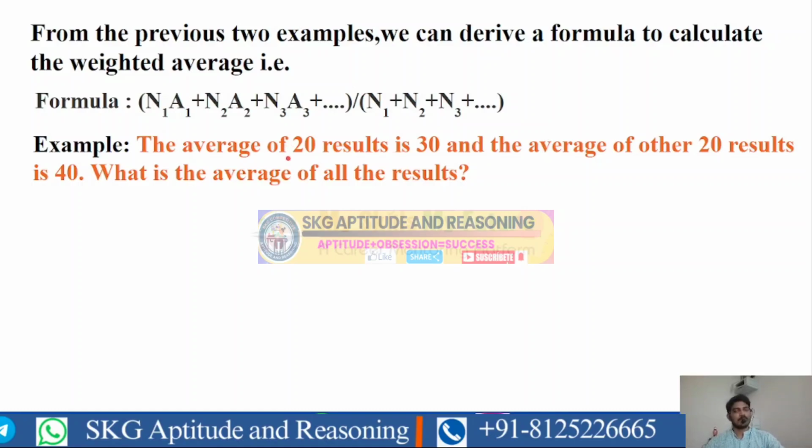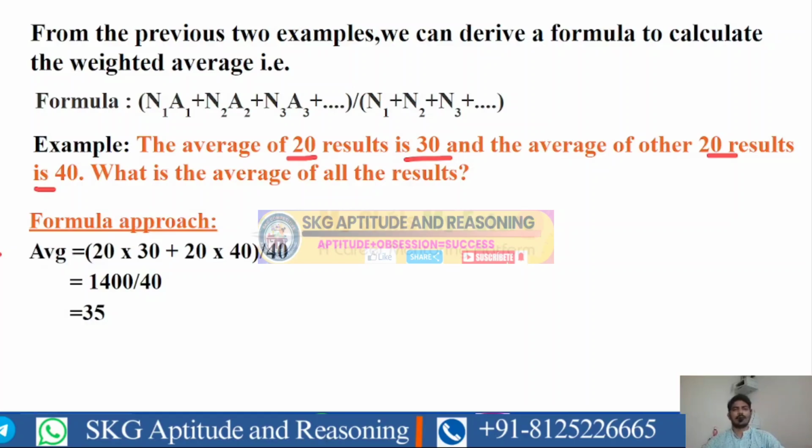What is given in the question is that the average of 20 results is 30, and the average of the other 20 results is 40. We need to remember that there are 40 results present here. Among the 40 results, 20 results have an average of 30 and the other 20 have an average of 40. We need to find the average of all 40 results. If you go with the formula approach, you can easily get the answer.